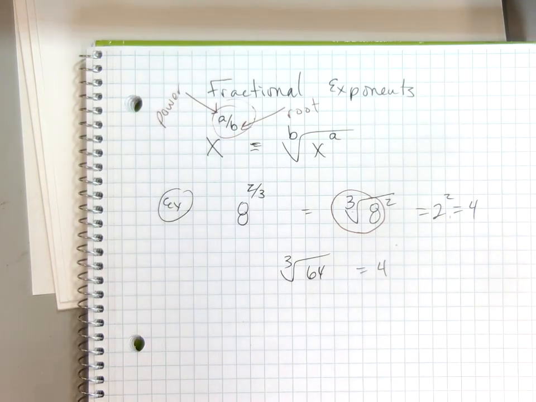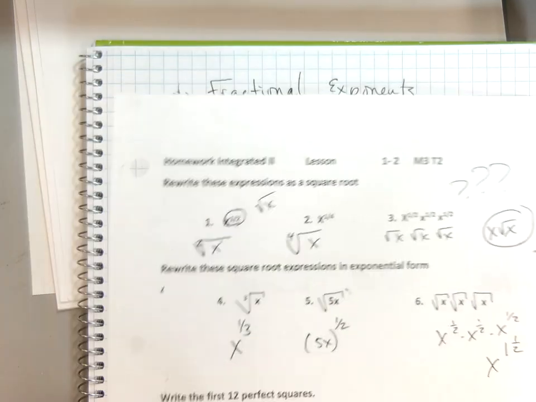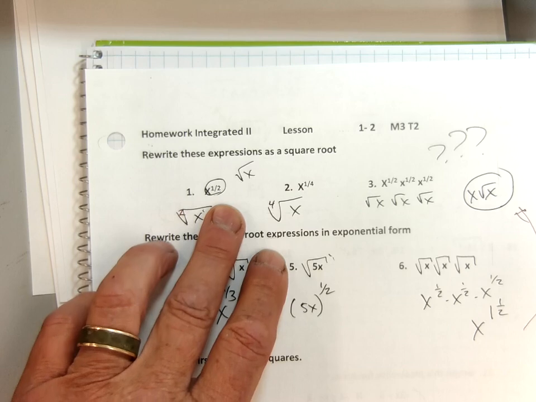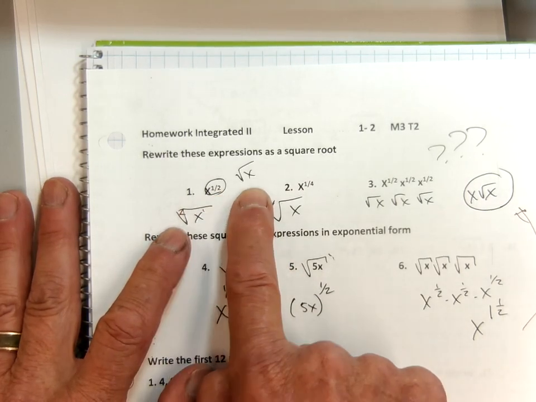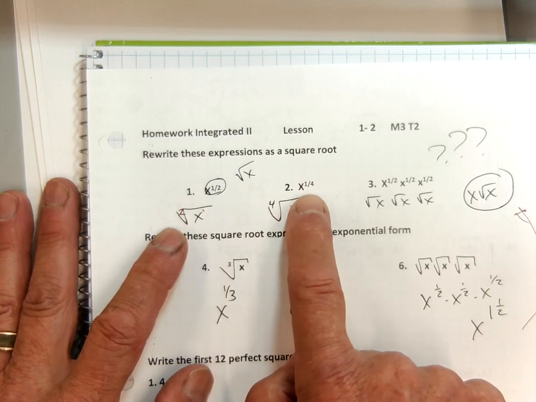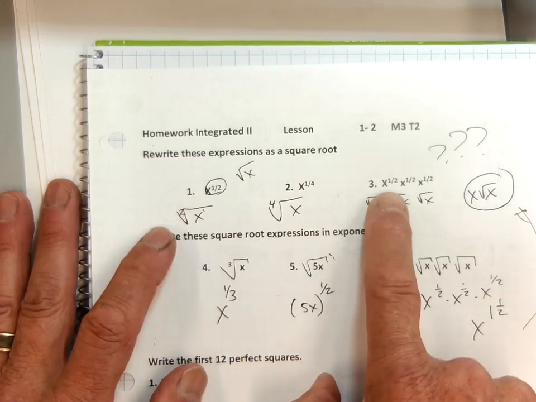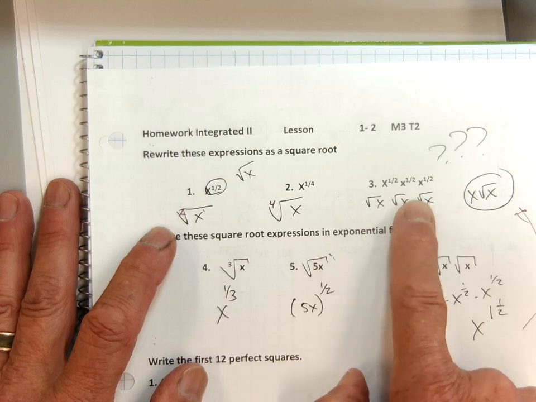I also had a worksheet. On our homework today, we changed these from exponential form to square root form, so x to the 1/2 is square root of x. Therefore, x to the 1/4 is the 4th root of x. That's a square root of x, square root of x, square root of x, okay?